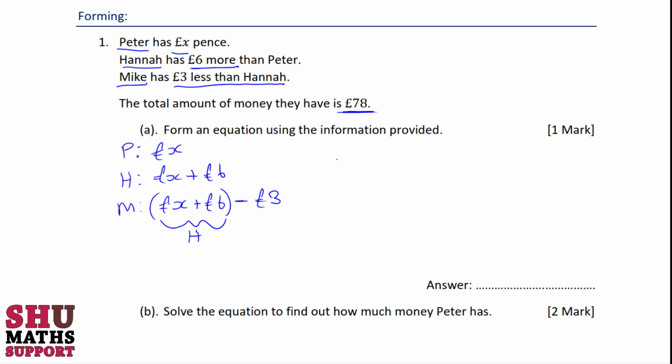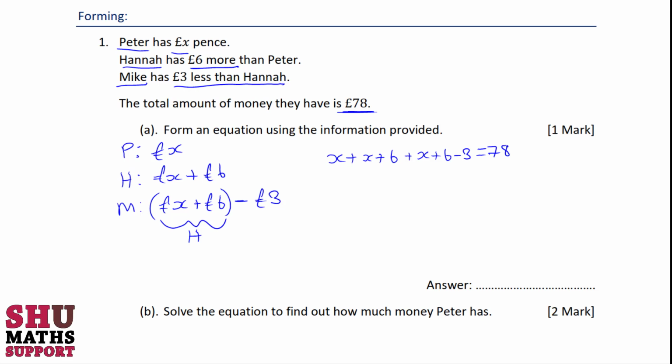So we can say that the money that Peter has, which is X, plus the money that Hannah has, which is X plus 6, plus the money that Mike has, which is X plus 6 minus 3, is all going to equal £78. So that's equal to 78.